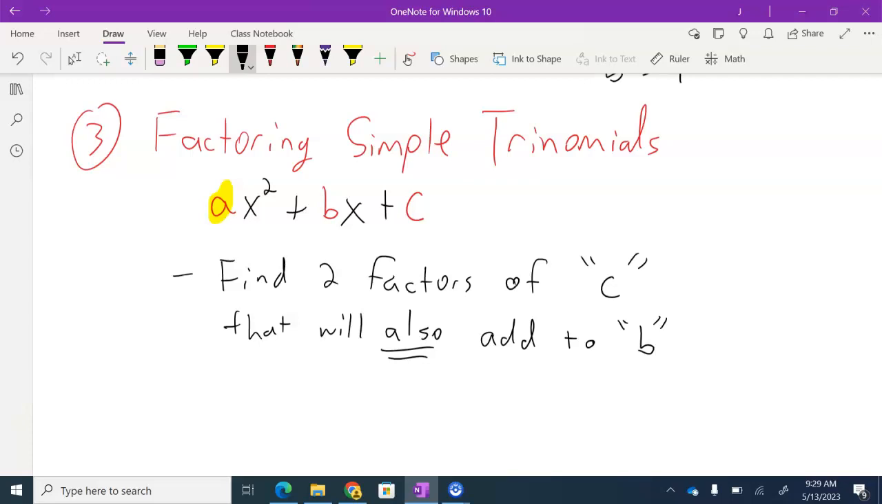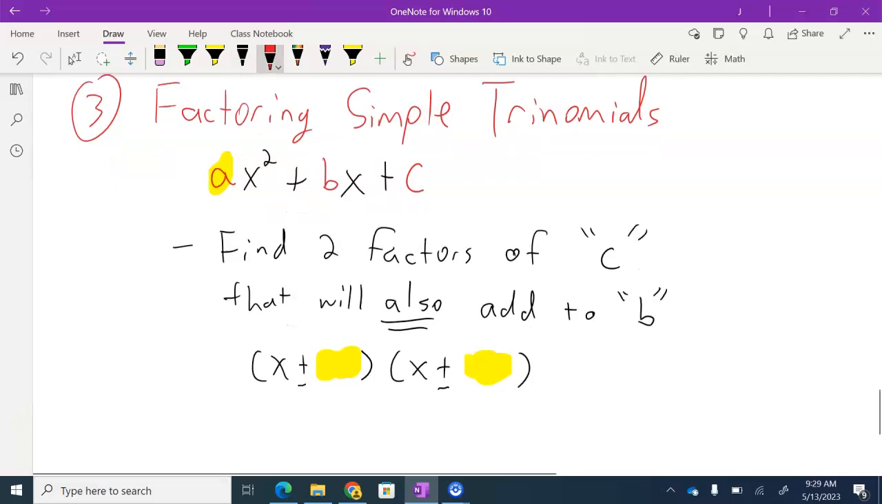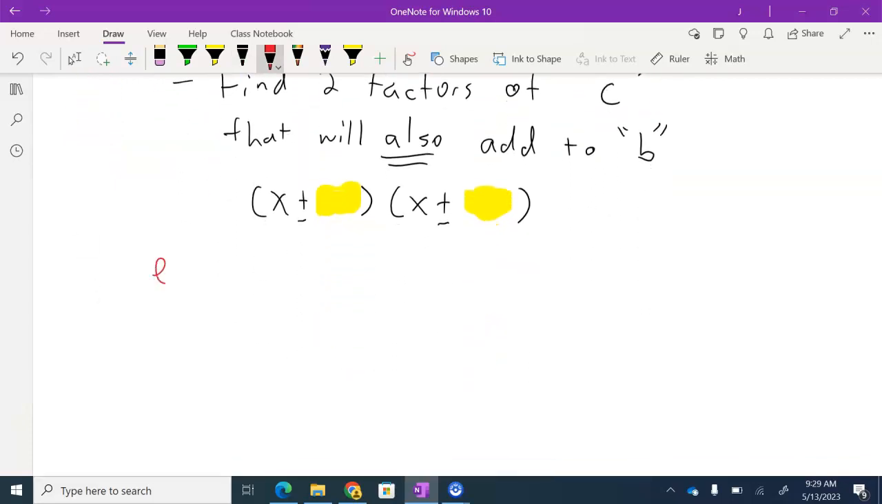And then you set those up in parentheses with the x plus whatever and x plus whatever. It could be minus 2, right? Whatever those two factors are that you find go in that space. Could be plus or it could be minus. Whatever sign needs to happen for that to work, that's what you do. So that's called factoring simple trinomials. So let's do an example of how that looks.